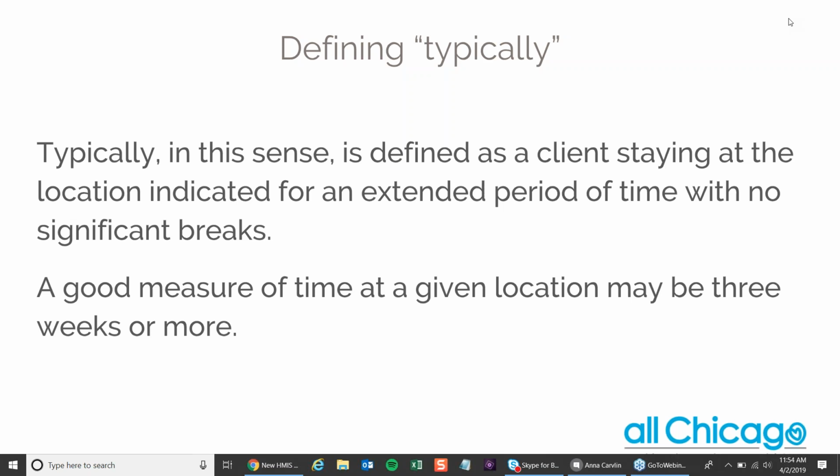But then the most important part is if a client is indeed in a place not meant for human habitation and they typically stay on the CTA, then they would be considered as just that, staying typically on the CTA. So it might be best to actually just do an example, see what you would answer for this next scenario.